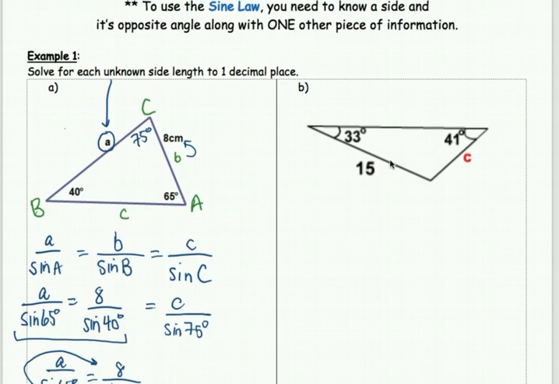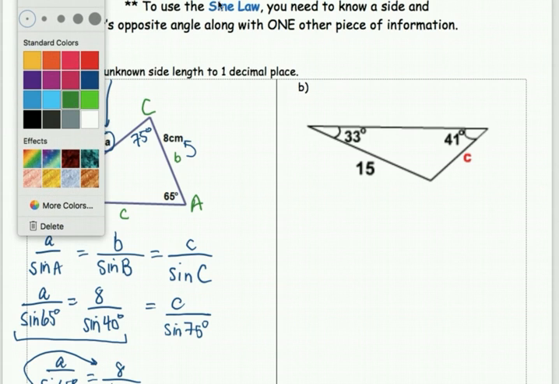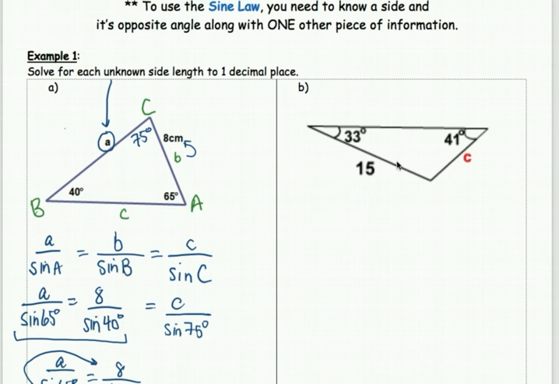Let's go to B now. So again, you're observing here, there's no little square in the triangle, so you don't know if it's a right angle. You can't assume it. And even if you take the two angles here, 33 plus 41, it's 74, right? So if you take that away from 180, it's 106 in this corner here. So definitely not a 90-degree angle.